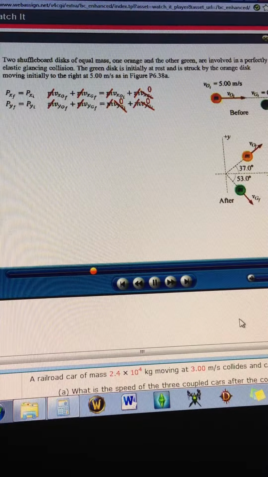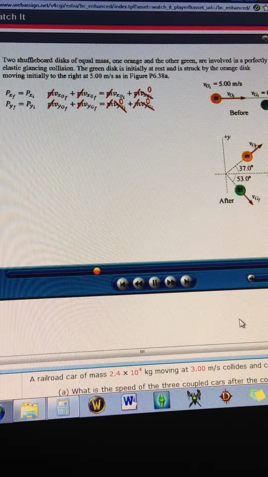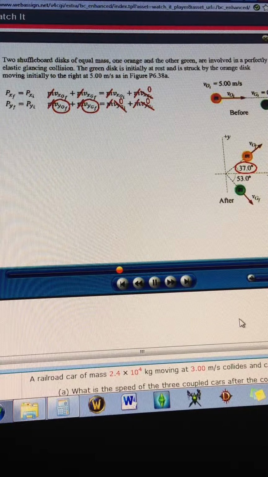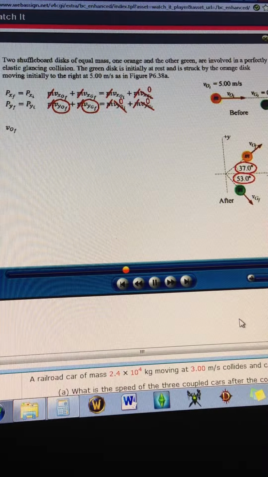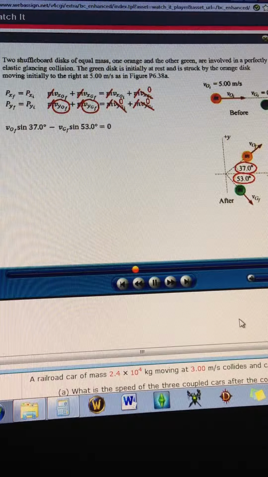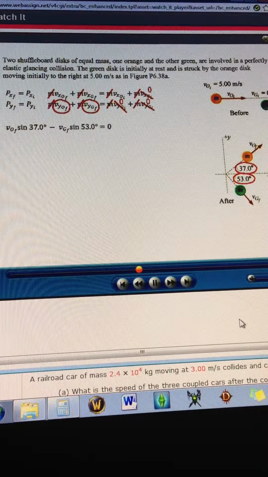Since there was no initial momentum in the y direction, there should be 0 momentum in the y direction after the collision as well, which tells us that the two remaining terms have to be equal and opposite. We can write the y component of the velocities of the two disks as their velocity times the sine of the angle their final velocity vector makes with the positive x-axis. For the orange disk, this is 37.0 degrees, and for the green disk, this angle is 53.0 degrees. We can then write the y equation as v orange final times the sine of 37.0 degrees minus v green final times the sine of 53 degrees equals 0. The minus sign for the green disk indicates that it's moving in the negative y direction.